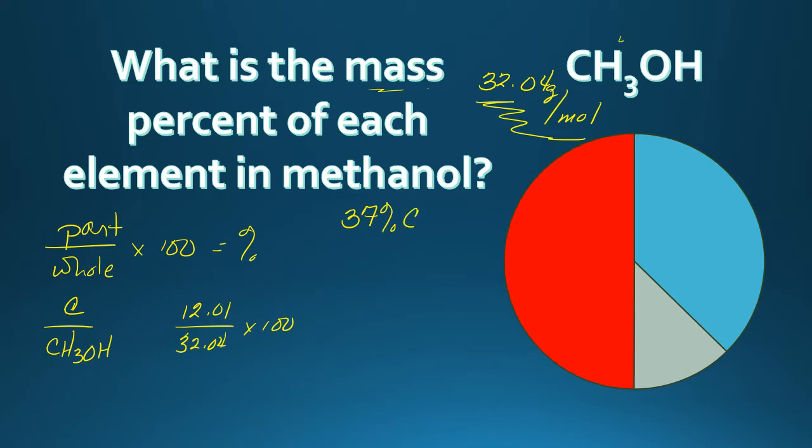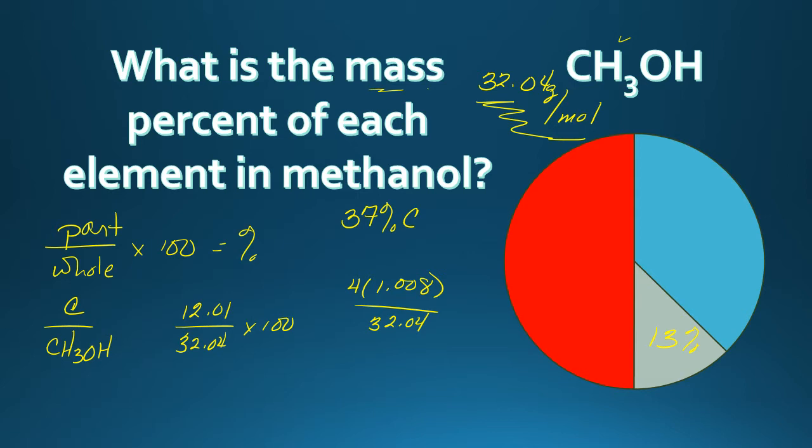Let's try the hydrogen. Again, that's going to be the part that's hydrogen. There's 4 hydrogens. Each one of those weighs that, divided by the whole. So 4 times 1.008 divided by 32.04. And that's 12%. Well, 13%. So I'm going to put that right there. 13%. You can go ahead and keep this to the ones place.